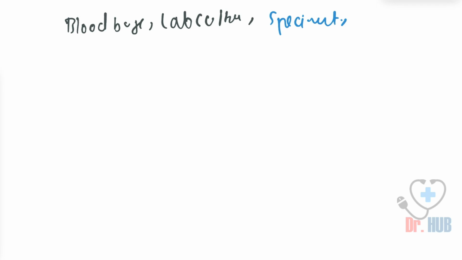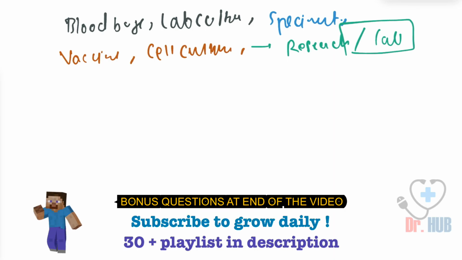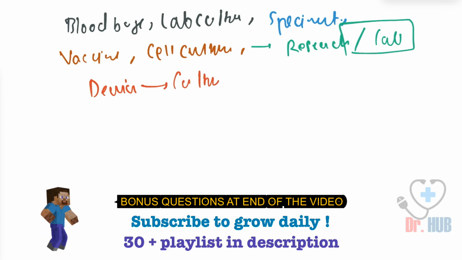There are live and attenuated vaccines, human and animal cell cultures, and viral cell cultures. All these items are used in research, in industrial labs, and in the production of biological residual toxins, dishes and devices, and also devices used in cultures.